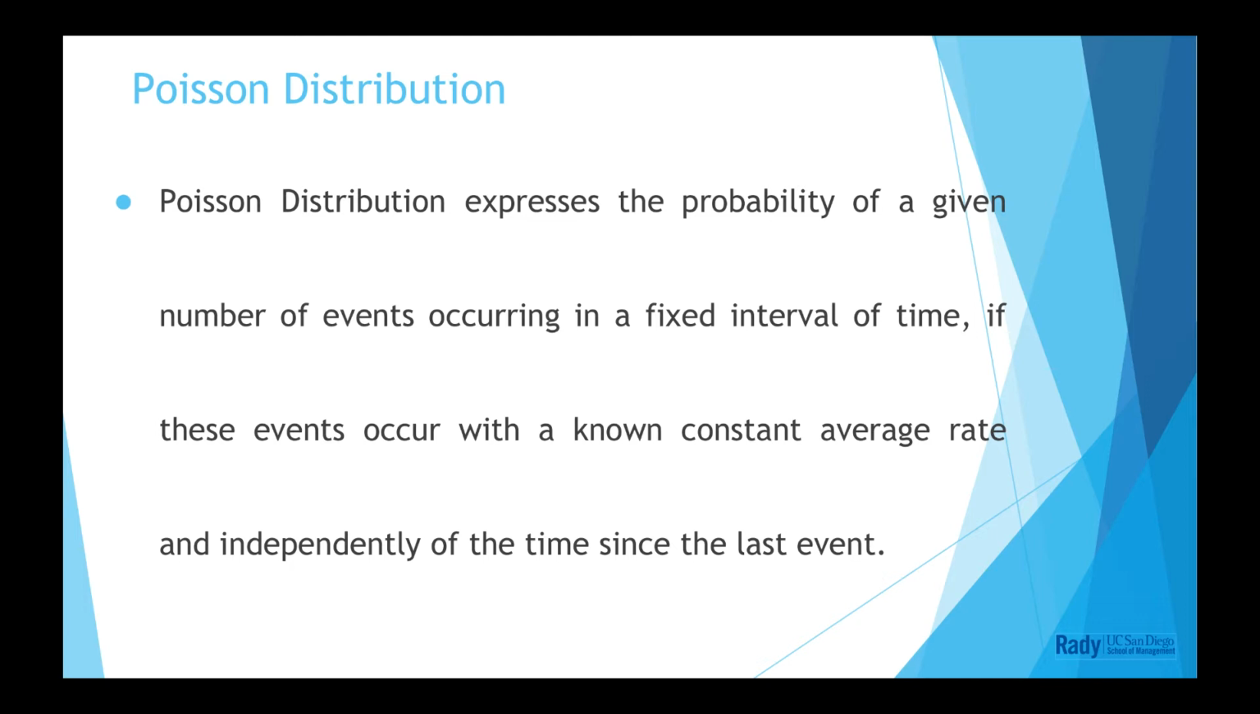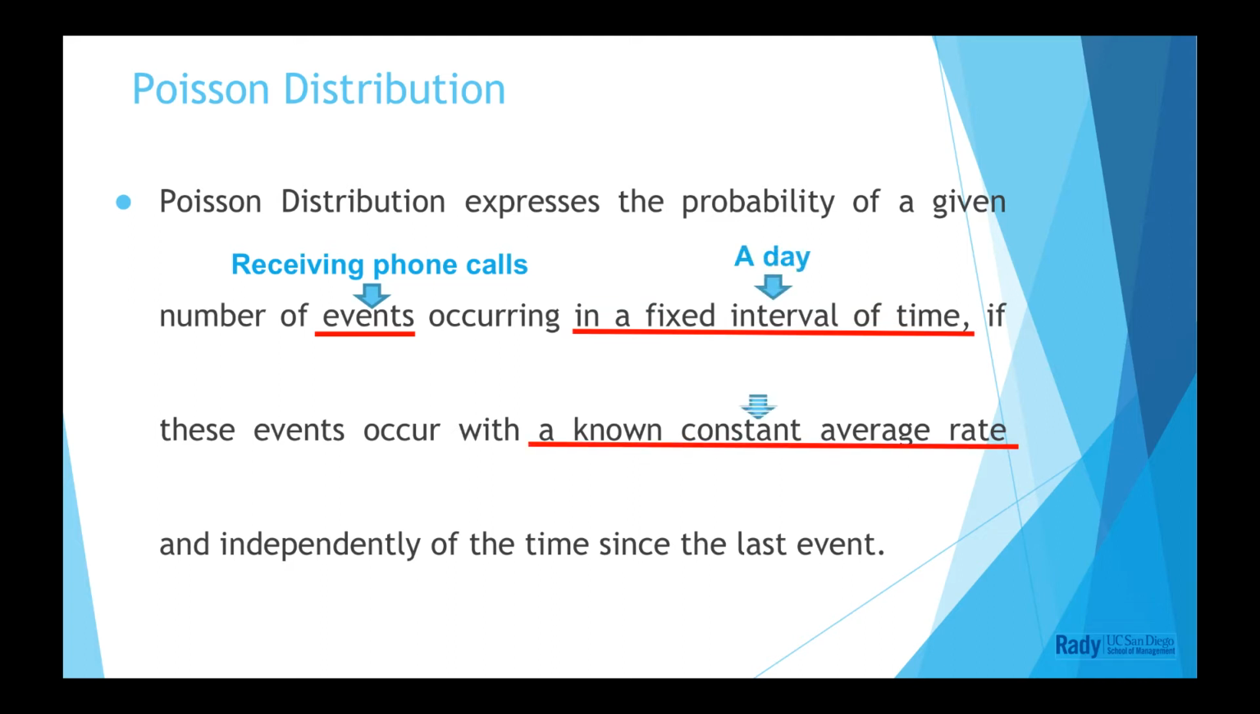it. Poisson distribution expresses the probability of a given number of events occurring in a fixed interval of time, if this event occurs with a known constant average rate and independently of time since the last event. So in our context, receiving a phone call is an event, and the time period is 1 day. The average rate is constant, 40 calls.